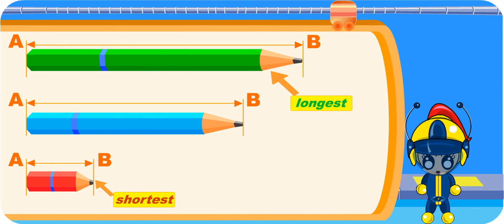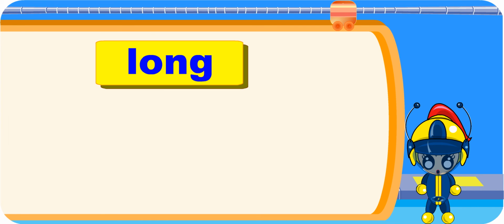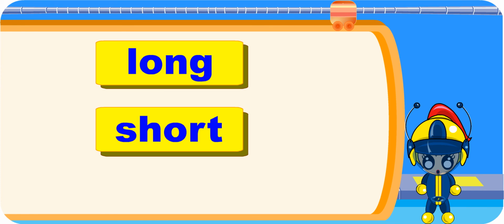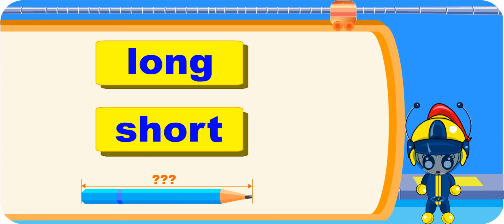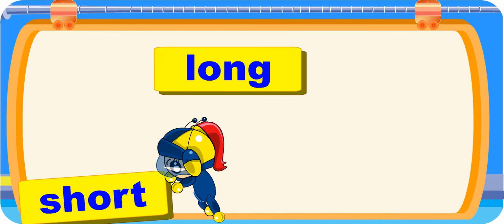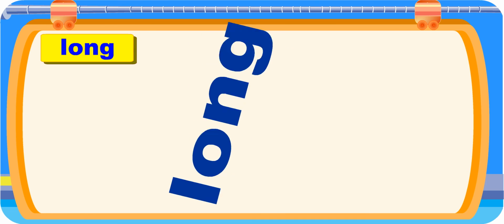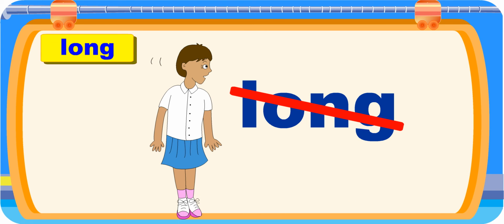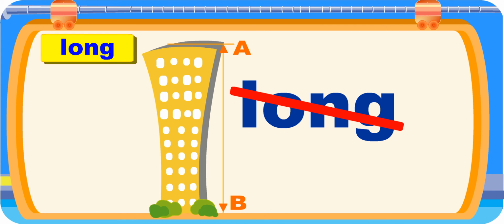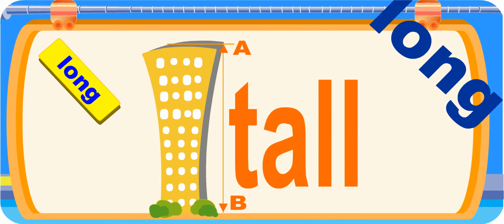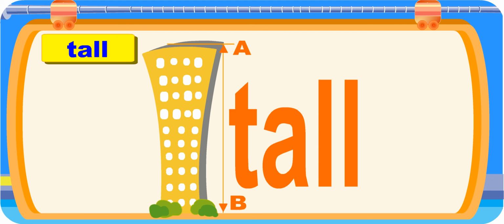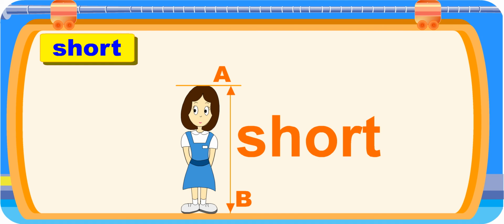I think I know what you mean. Do we only use words like long and short when we're talking about length? Oh no, we can't use long to talk about the heights of people or buildings. Instead, we must use the word tall. However, we can still use the word short to talk about a person's height.